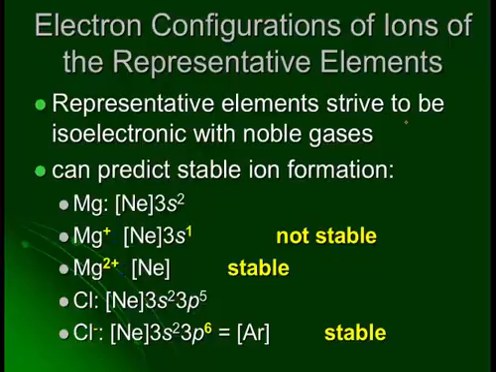Representative elements strive to be isoelectronic. Remember, iso means equal, so equal in electrons with our noble gases. So magnesium has 2 valence electrons. If it just loses 1, that's not a stable configuration, but if it loses 2, it becomes just like neon. Chlorine has 7 valence electrons, so if it gains 1, here we have our ion there. If it gains 1, it becomes just like argon, which is a stable electron configuration.